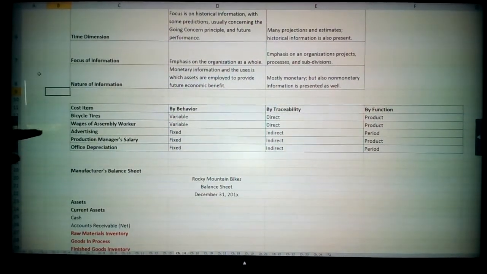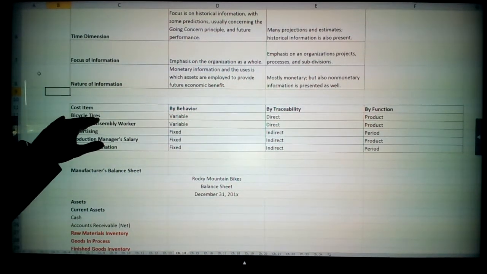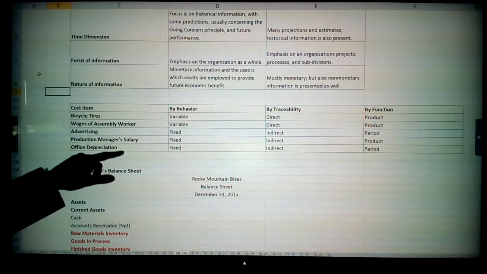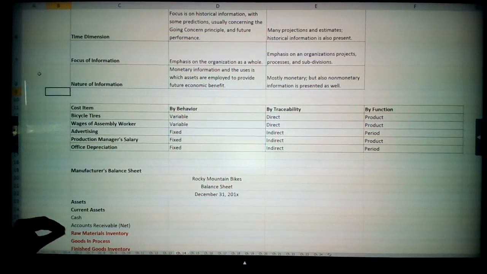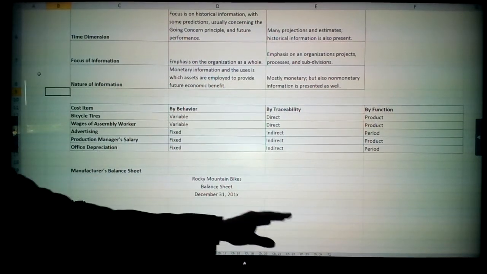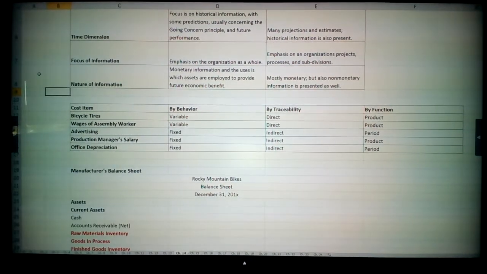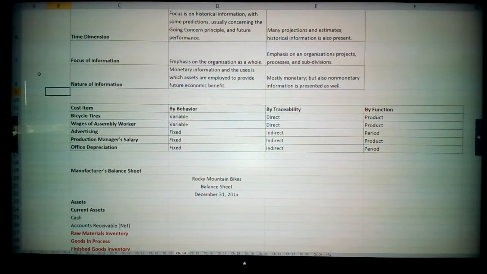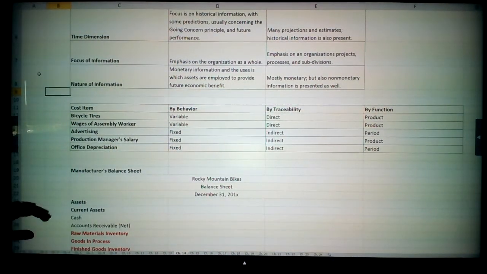So bicycle tires, obviously we're not going to write that off as an expense immediately. We're going to write that into the inventory. And then wages of the assembly workers will go into inventory. The manager's salary, because it's all product related, will go into the inventory. And then when we sell that inventory, those costs will be taken into cost of goods sold. Whereas the advertising, we're going to write off as advertising expense within the period in which it occurred. Same thing with office depreciation. Write it off as depreciation expense within the period it occurred. So that's another way to think of this that may be a little easier to understand.